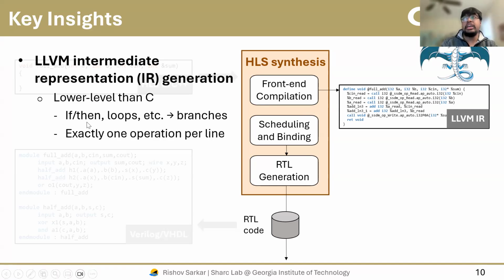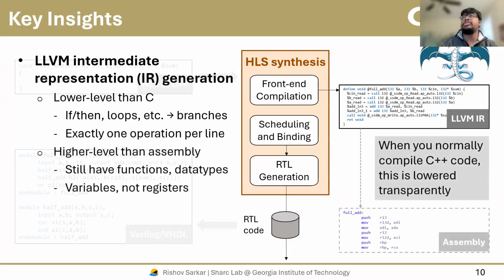Things like if-then statements and loops all get compiled down to branches, and you have a limited set of operations you can do, and there's exactly one operation per line. It looks a lot like assembly, but actually it's higher level than assembly, because you still have code that's divided into functions. You still have data types on each variable, you still have variables, and things aren't assigned to registers yet. So it's higher level than assembly. It's actually agnostic to the specific computer architecture that you're running on.